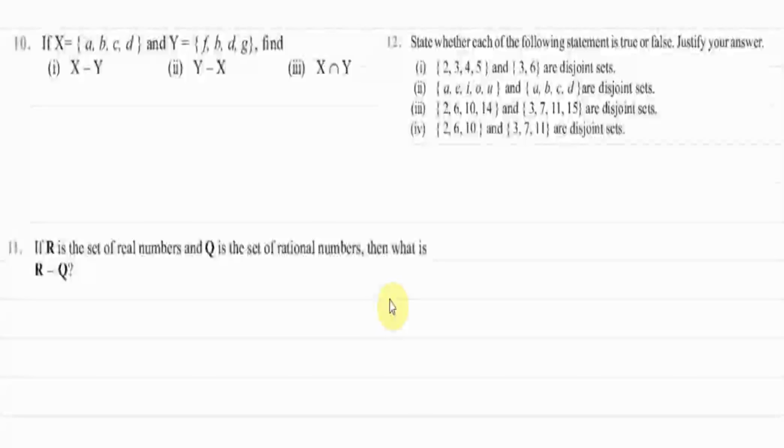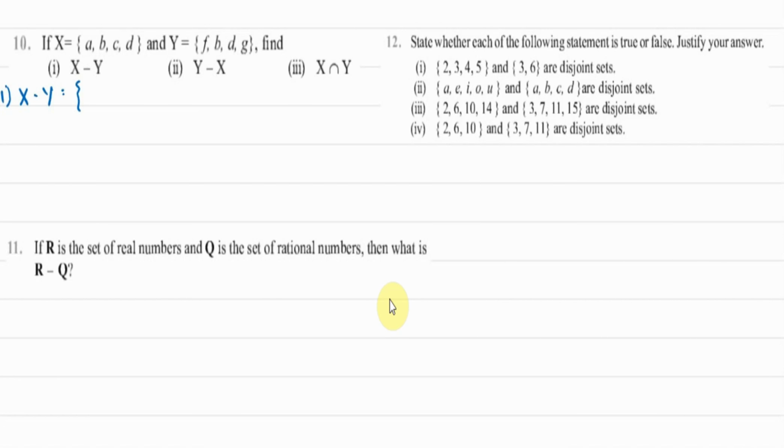So now we have question number 10. It says X is the set with elements A, B, C, D. Y is the set with elements F, B, D, G. We are supposed to find X minus Y. X minus Y means writing all the elements which are contained in X but not in Y.